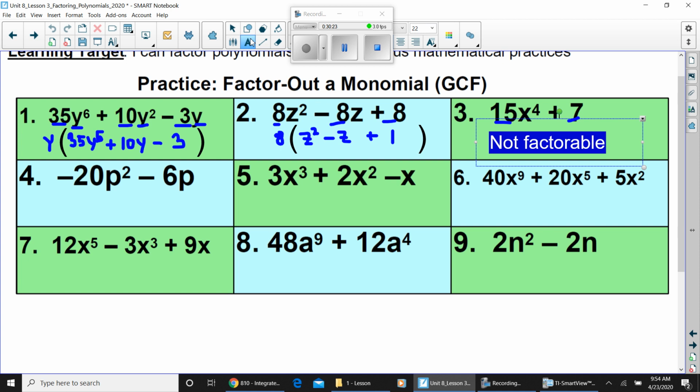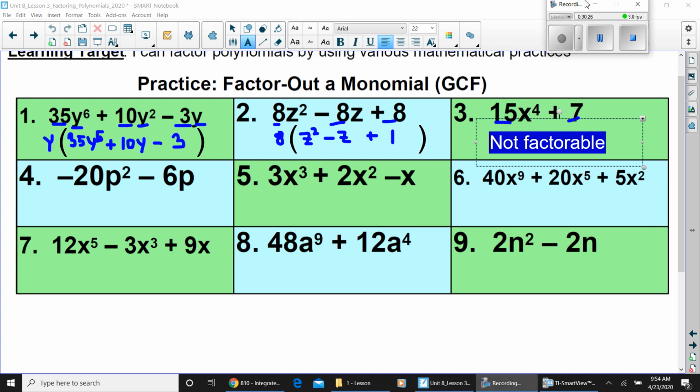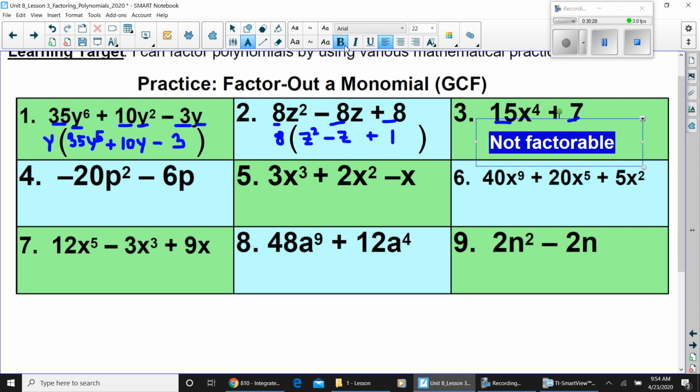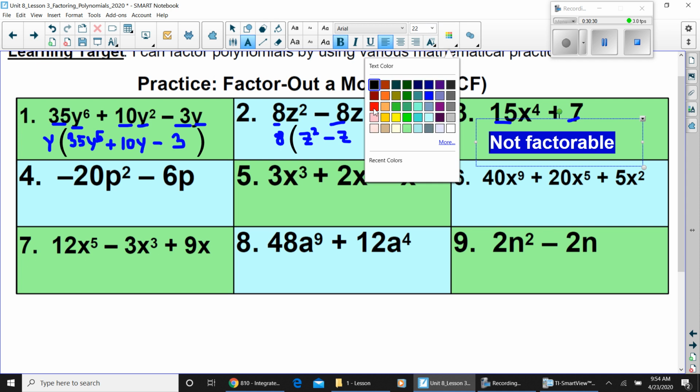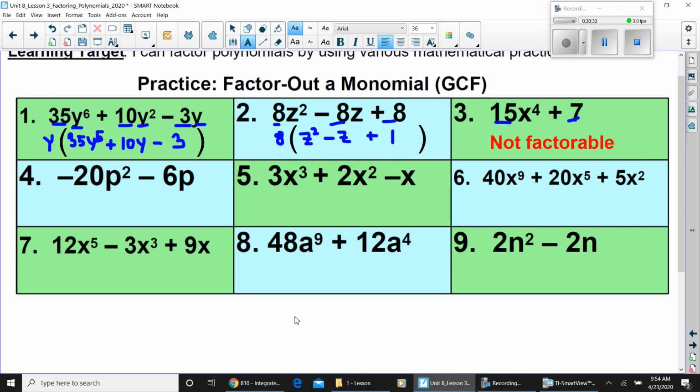All right, so you're talking about something that cannot be factored. That means when you can't factor something, it stays exactly like it is. There is no greatest common factor that could come out of 15 and 7. So x to the fourth, if the 7 had an x, maybe you could take it out because then it would have a factor that is common. But it doesn't, and that means you don't take anything out, not factorable.